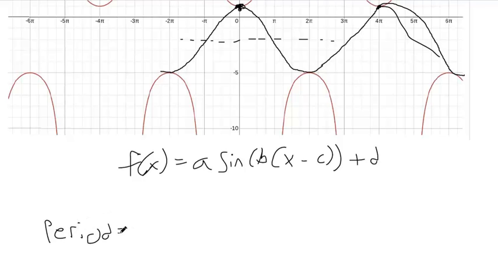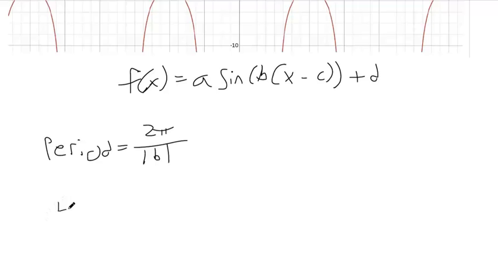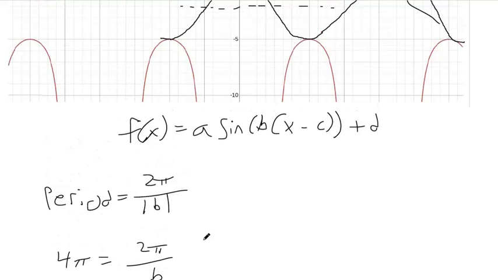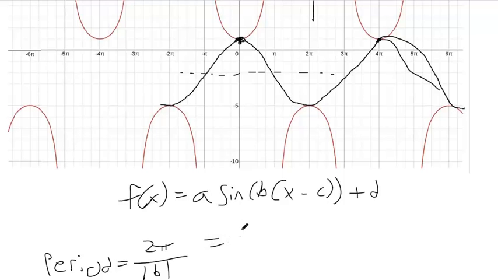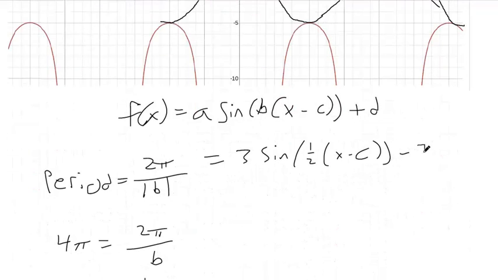The period can help us find out what the coefficient b is. So if you plug in 4 pi for the period and just ignore the absolute value sign, you solve that equation, you're going to get b equals 2 pi over 4 pi, so b is 1/2. So we put this together and we're almost done. We've got a is 3, sine of 1/2 times x minus c, and then our d is -2, so I'm going to say -2 here.